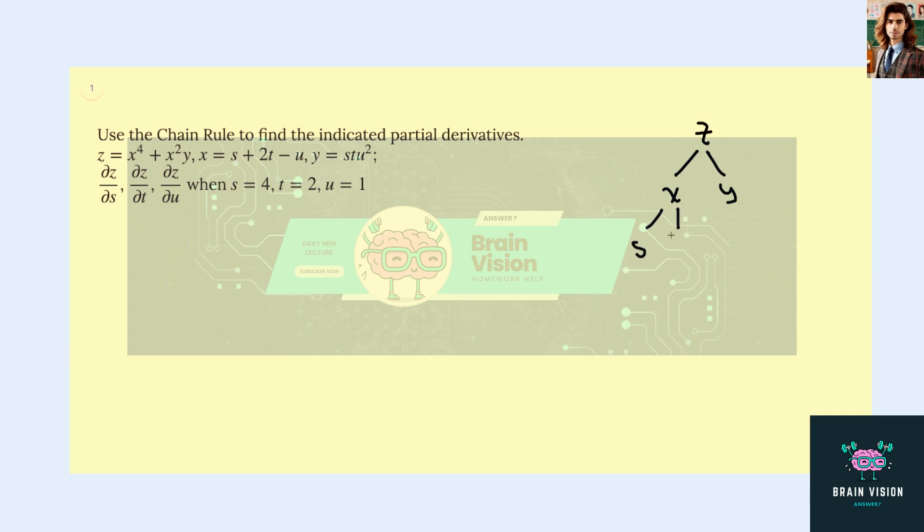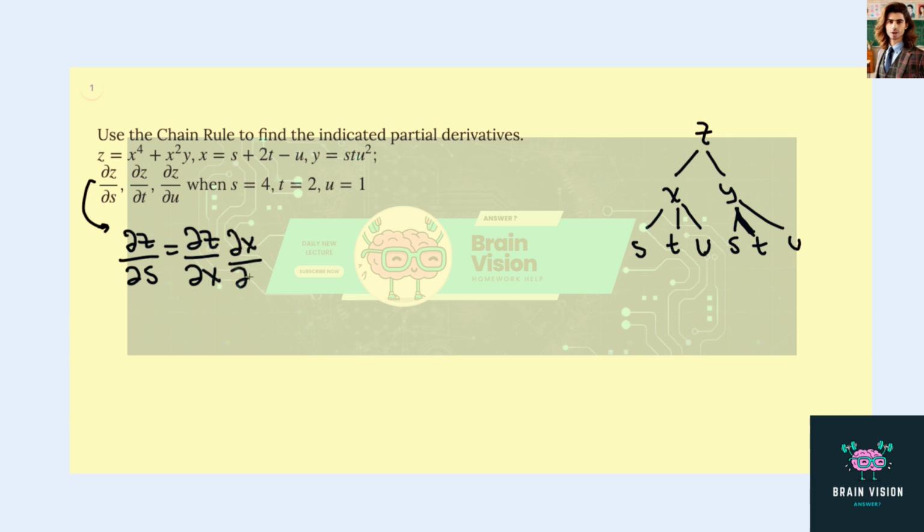So here you see z depends on two variables x and y, and then those depend on three variables s, t, and u. So using the chain rule, let's start with this term here, dz over ds. That's dz over, well, how do you get from z to s? You can go z to x and then x to s, or you can go from z to y and then from y to s.